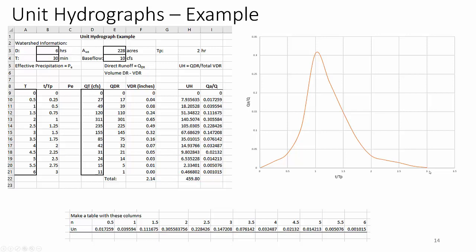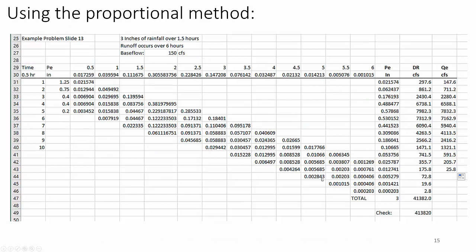So a storm with a time of peak of 2 hours runoff lasts 6 hours in our watershed. Now we take all of this data for the unit hydrograph, this 0.017, 0.039, 0.11, and we lay it out with our time steps, 0.5, 1, 1.5, 2, all the way to 6, and we make a table with these columns. That's our next step. Now this is tedious, but it's not that hard. So you end up with a table with these columns.